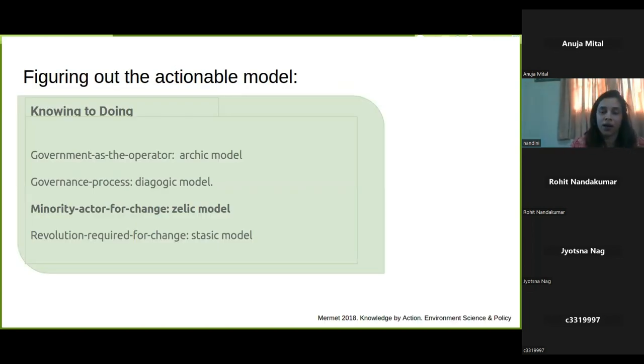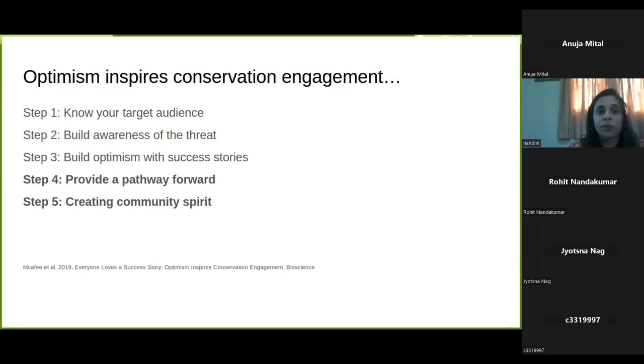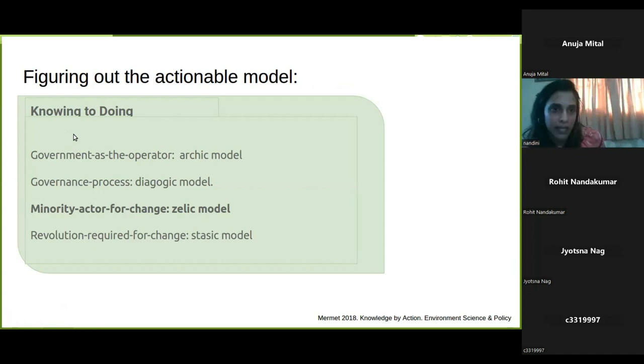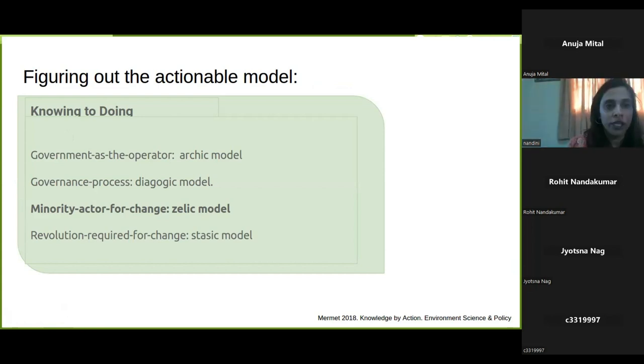And one of the ways, taking from step 4 and step 5, that I feel we can work and create a path forward is figuring out an actionable model, right? So many people argue that, yes, we know there are certain things that need to change, but how do you actually do it? And many people argue the way to bridge the knowing to doing gap is to think about what is the kind of model of change that you're talking about, right?